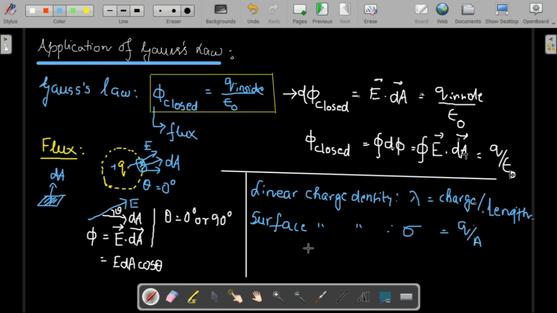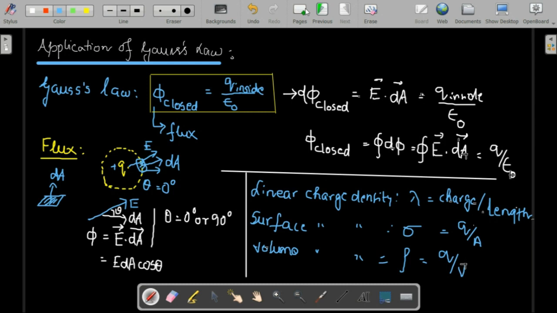Okay, and then finally we can also have the third thing, which is volume charge density. It is rho is equal to q divided by v. So these are the three kinds of charge density that we have. Now let's try to solve certain problems and check for Gauss's law. The concept of Gauss's law is not very complicated. We can actually do that.